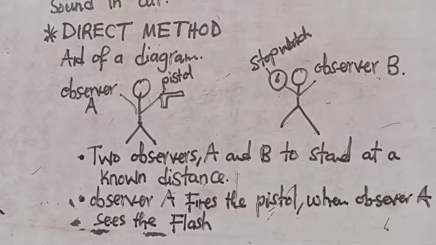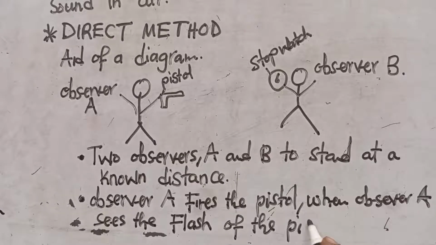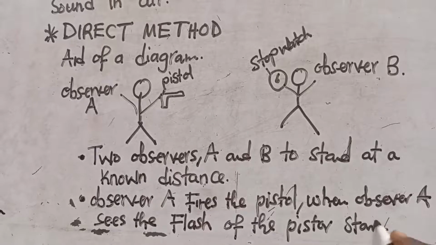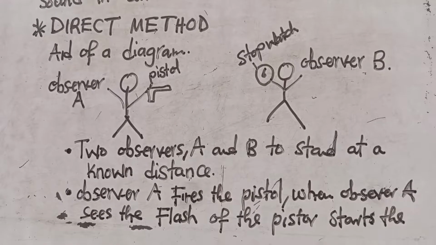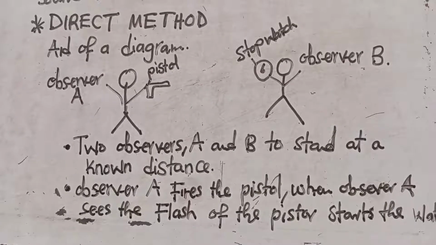So you get to hear the what? When you see the flash of the pistol, he starts the stopwatch. So it starts the watch, which is a stopwatch. This is what you have to understand. So when he hears the sound, he stops the stopwatch.